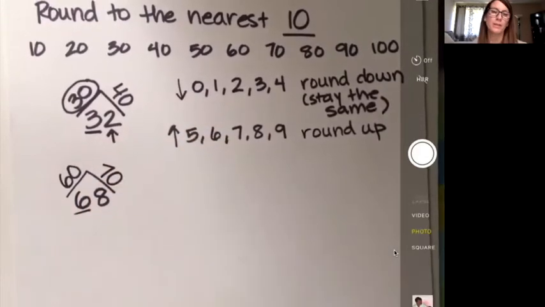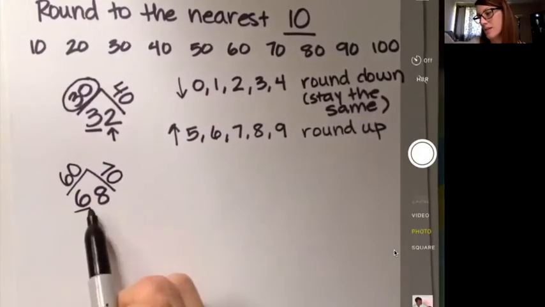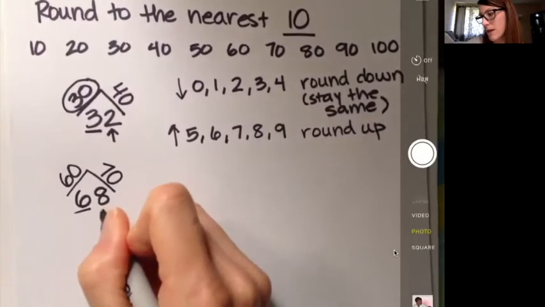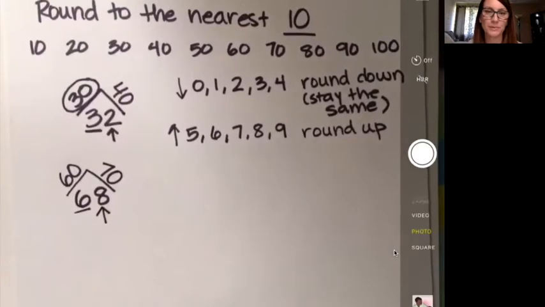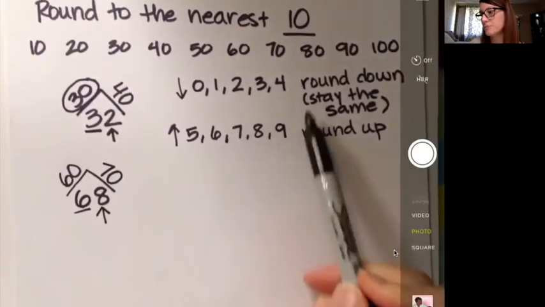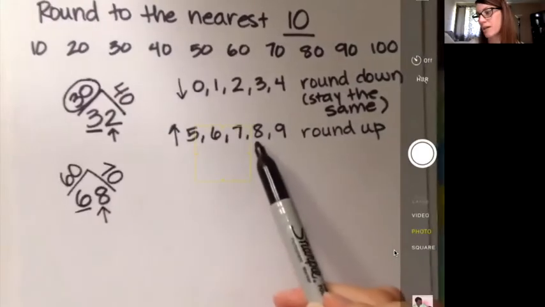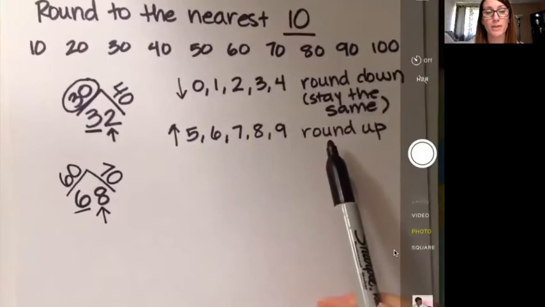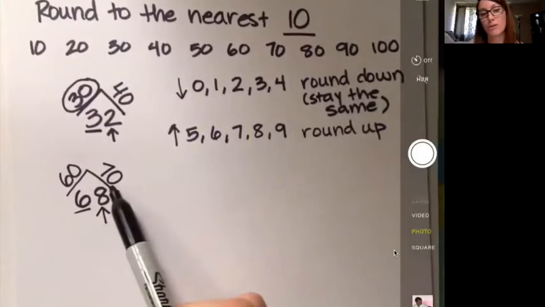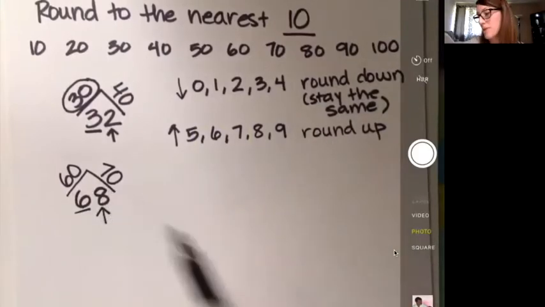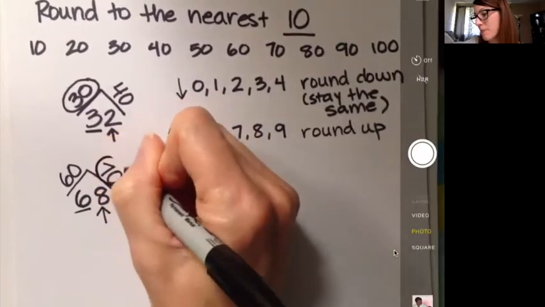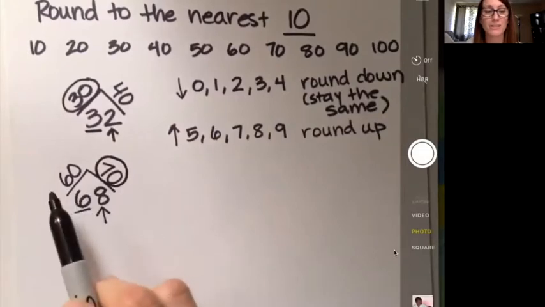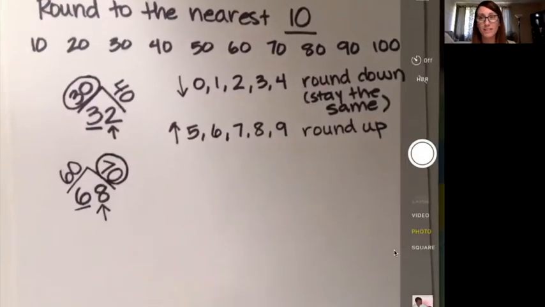Okay, now to figure out if 68 rounds to 60 or 70, I'm going to take a look at that number that's right to the right, that 8. Okay, if I look over here, I see 8 is right here, and 8 is a number that tells me that I need to round up. That means that I am going to pick the bigger number here. So if I'm rounding up, that means I'm choosing 70. That means that 68 is closer to 70 than to 60. So we would say it rounds to 70. Okay?